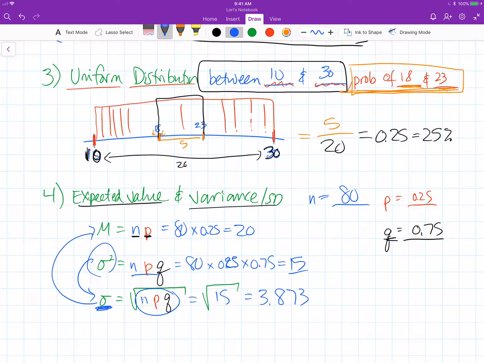3.873. So my expected value, or the number I would expect to get, is somewhere around 20. The standard deviation gives us an estimate of how spread out that would be. If it was a 95% confidence interval, for example, it would be 1.96 times 3.873. So the mean and standard deviation that I would expect to get if this was truly just randomly chosen answers would be a pretty low score on a multiple choice test. So you don't want to just be guessing. That concludes our discussion about some of the common probability type questions.